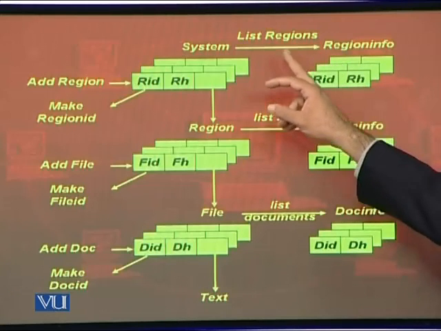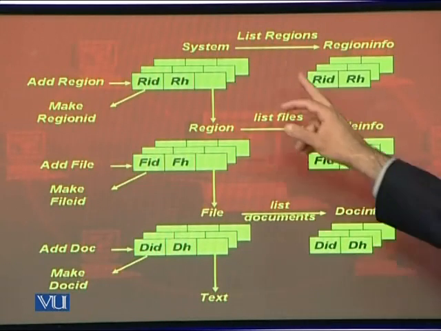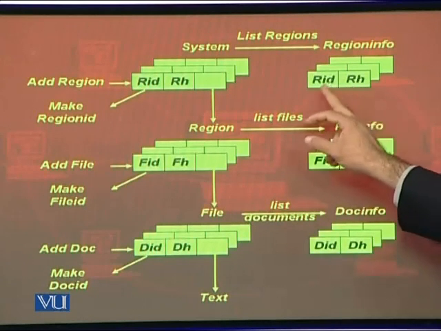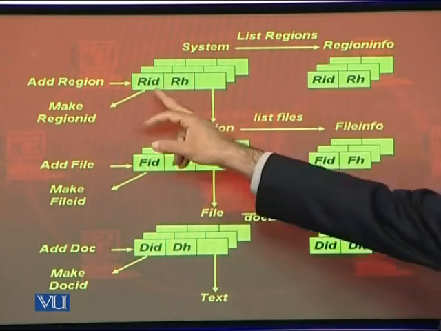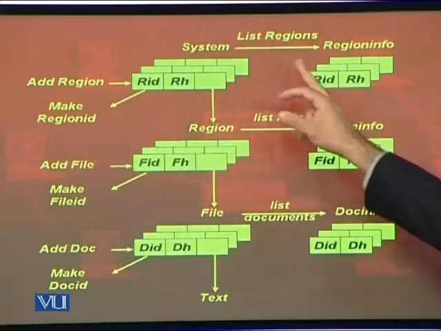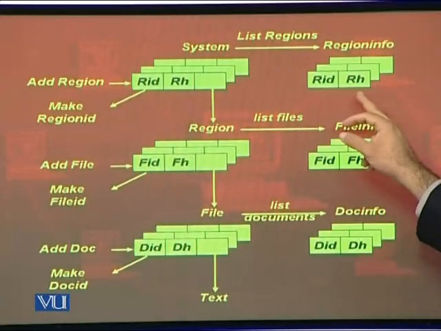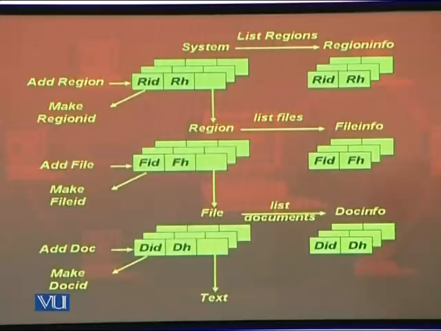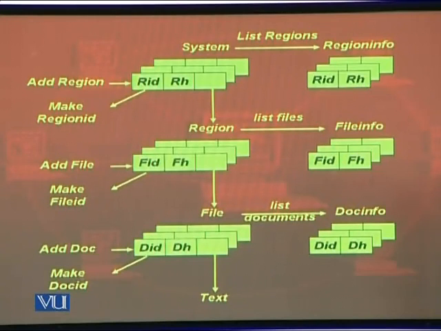Now we have this list operation. This list operation gives us a pair of region ID and region header. So these are the first two components. This is actually my list 1, and list 1 will give me a list of all the regions, their region IDs and region headers.